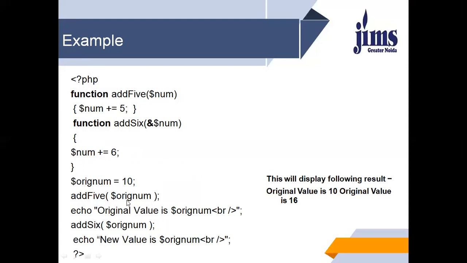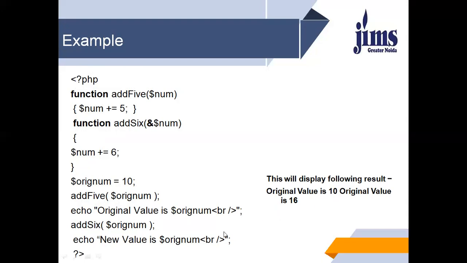So the original number is 10, and 10 plus 5 is 15. So ideally you are adding 5, so it should return 15. But when you print the original value, the value will be: original number is 10.